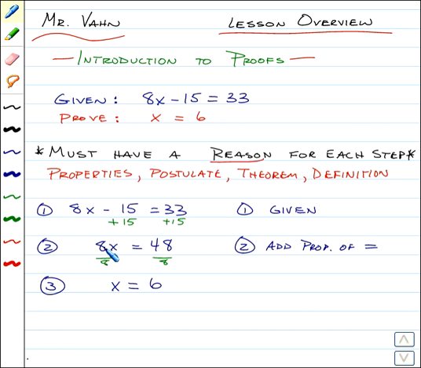Then how did we get from step 2 to step 3? We divided both sides by 8, and the property that lets us do that is called the division property of equality. I'm shortcutting all that so we don't have to see me write a lot. So that's basically what a proof is: a step and a reason.